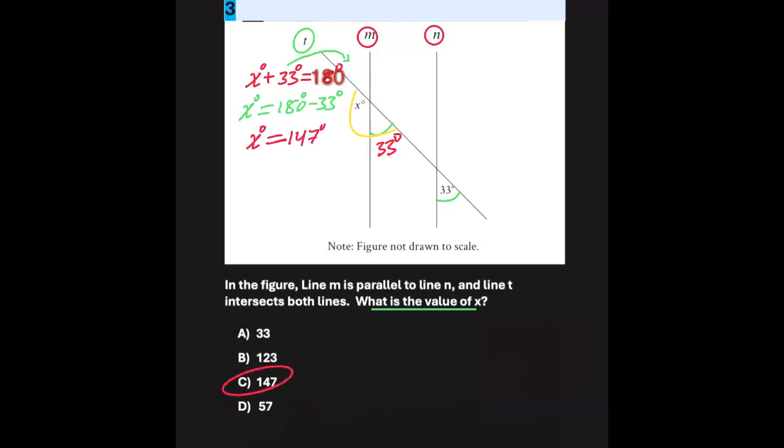A little bit of additional information. Anytime you have a transversal intersecting two parallel lines, you're going to have alternate angles, which are equal, corresponding angles, which are also equal, and allied angles, which add up to 180 degrees. And at the same time, you're going to have vertically opposite angles, which are going to be the same.